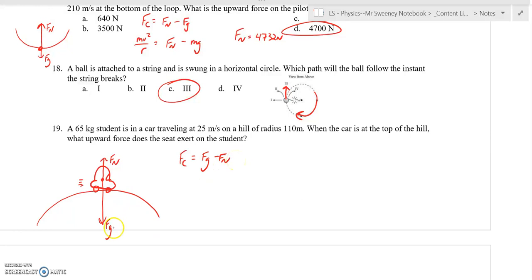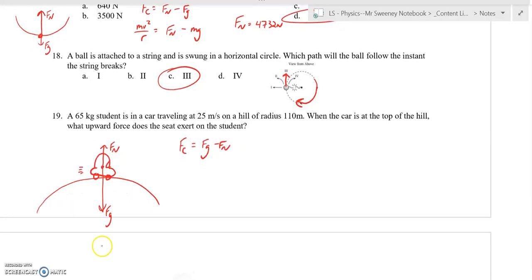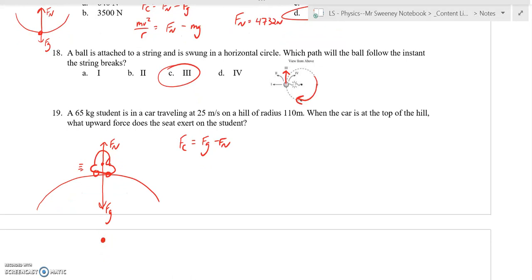You might be asking, why is the force of gravity considered positive? Well, if the center of the circle is down here, any force towards that center we call positive with these circular problems. So we got mv squared over r equals mg minus FN. Put in your mass of the student, your velocity, your radius, and you get a normal force of 267 newtons.